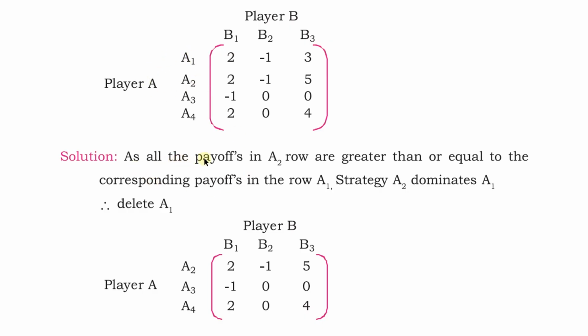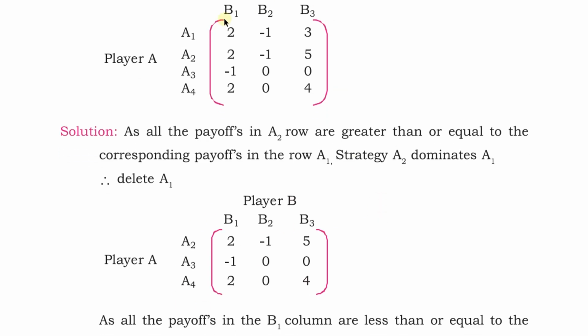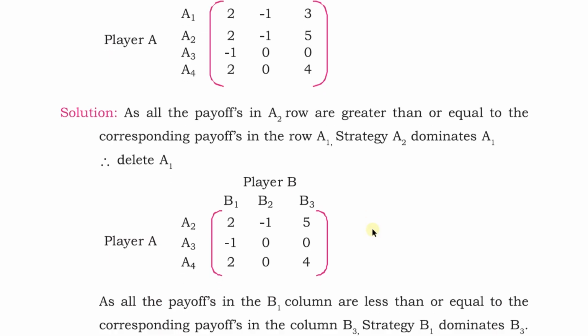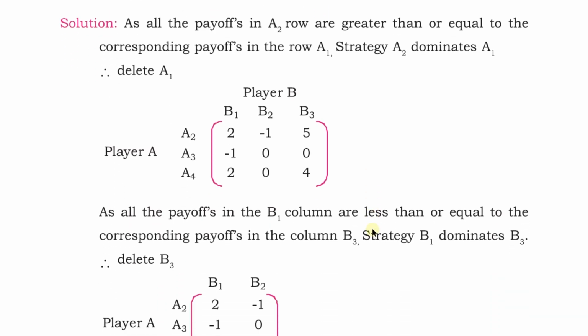So as all the payoffs in a2 are greater than or equal to the corresponding payoffs in a1, strategy a2 dominates a1. Okay, so a2 dominates a1. So what you are doing here is, in the next matrix you are deleting the a1 strategy. So you are writing the remaining elements here, a2, a3, a4, and b1, b2 and b3. A1 is gone.